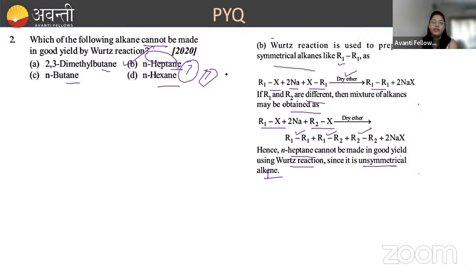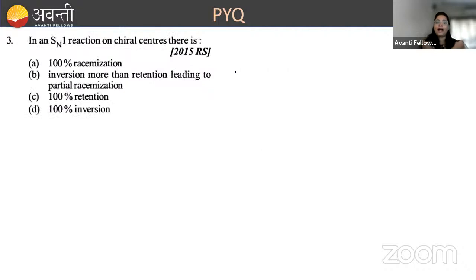Very good. Next, in an SN1 reaction on a chiral center, there is 100% racemization, inversion more than retention leading to partial racemization, 100% retention, or 100% inversion. So tell me what happens in an SN1 reaction. In an SN1 reaction, does inversion happen, or retention, or racemization? What happens? Yeah, can you tell me?